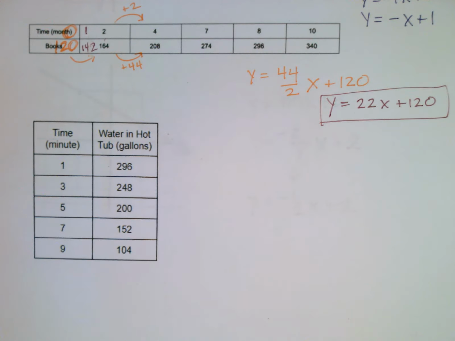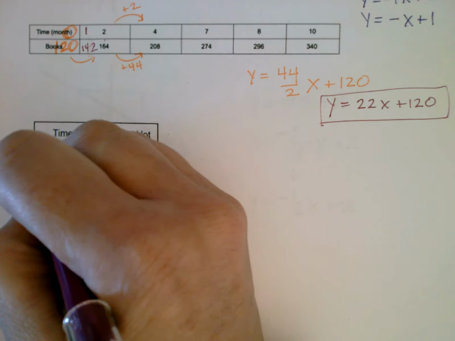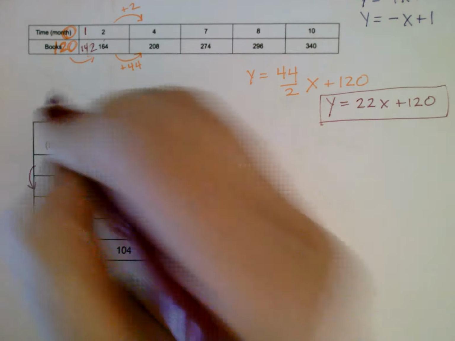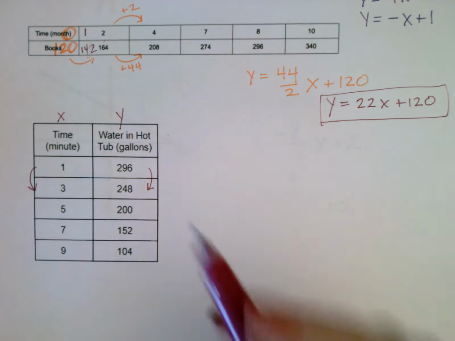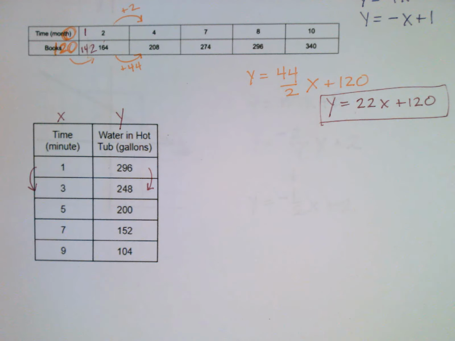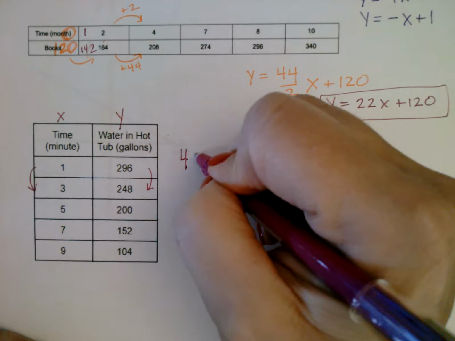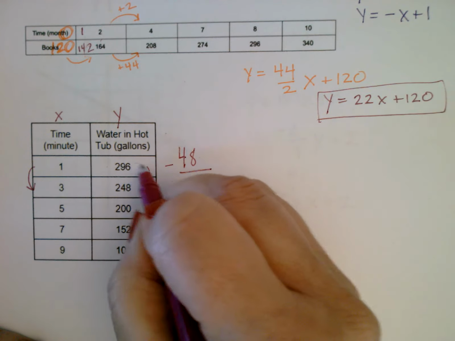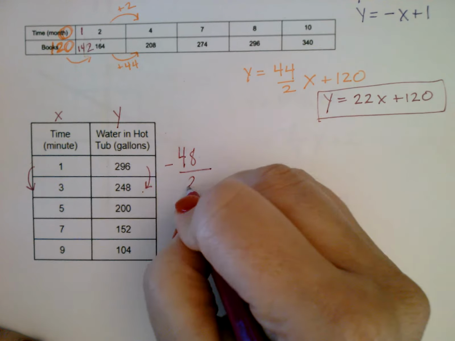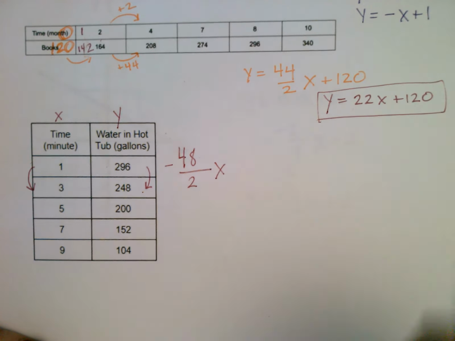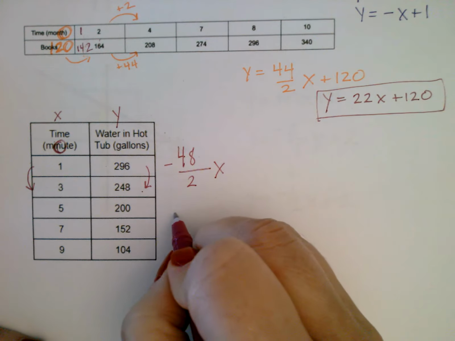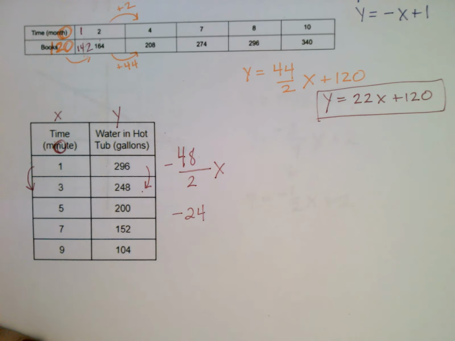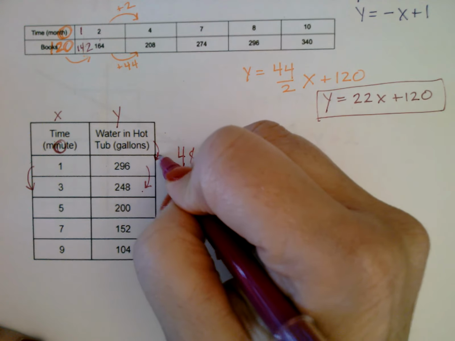Now, just because this table is written vertically up and down does not mean it's any different. So we're going to pick two columns. Time is always your x, your independent variable, and this would be your y. So I'm going to do the change in y, and we're subtracting because we're getting smaller, over the change in x. Now I would have to extend my table. If I simplified this, I get negative 24.